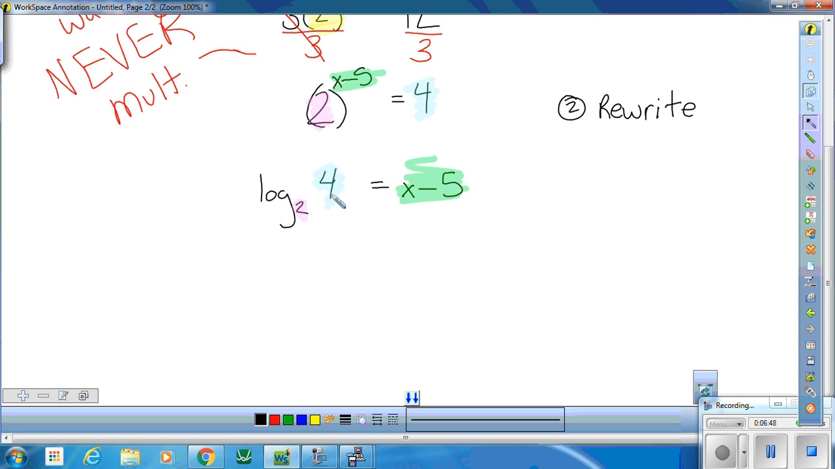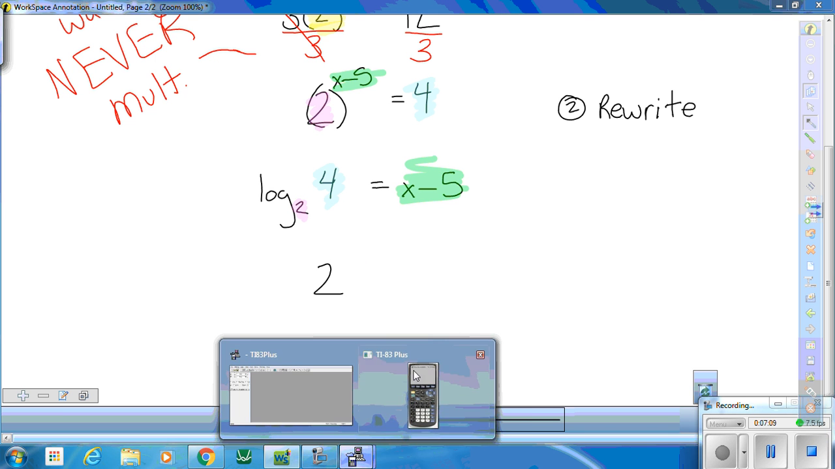The other thing to remember is that most of the time this is some number that we can just type in our calculator. A lot of times you will end up with a decimal, not always. But log base 2 of 4, remember, log base 2 means 2 to what power? So 2 to what power equals 4? Well, that's the second power.